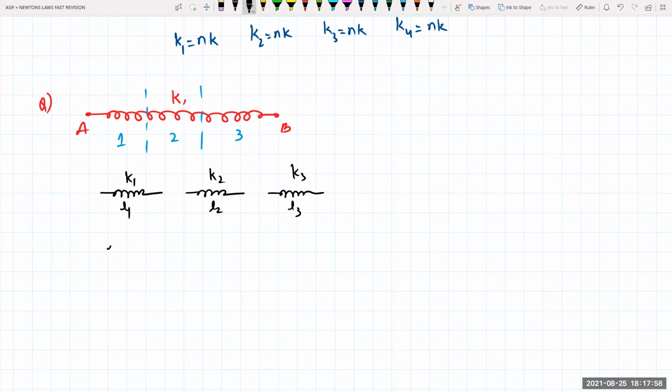L1 is equal to L by 6. L2 will be 2L by 6. L3 will be 3L by 6. So it is in the ratio of 1:6, 1/3, and 1/2. I'll write here: L1 is equal to L by 6, L2 is equal to L by 3, and L3 is equal to L by 2.